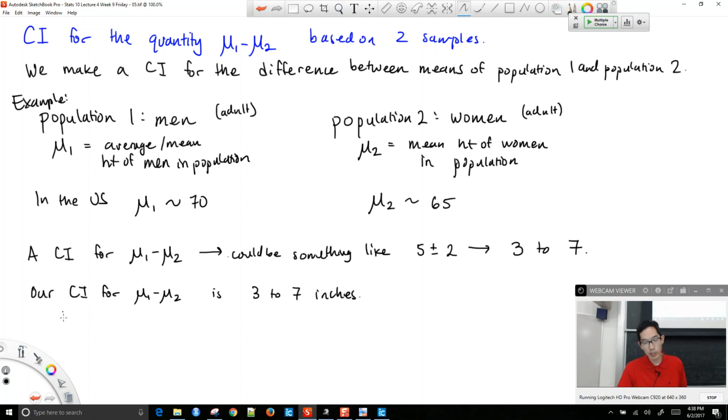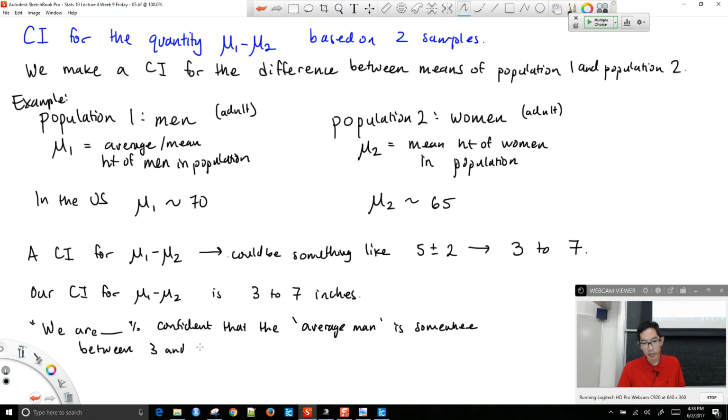So our interpretation is, we are blank percent confident that the "average man" is somewhere between 3 and 7 inches taller than the "average woman," if there ever were such a thing.